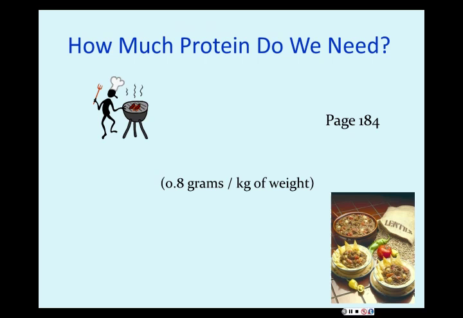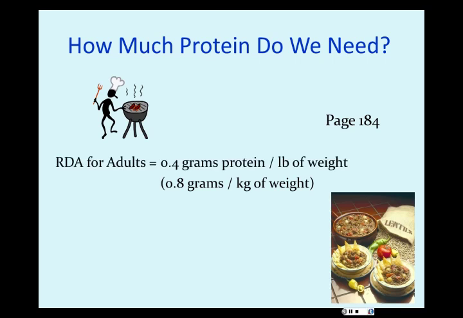So now let's take a look at protein and see, how much protein do we need? We hear lots about protein, but in our diets, what is the amount that we need? The RDA for most adults is 0.4 grams of protein per pound of weight, because most of us know our weight in pounds, or 0.8 grams per kilogram. In general, the recommendation is that 10 to 35% of our energy calorie intake per day should come from protein.